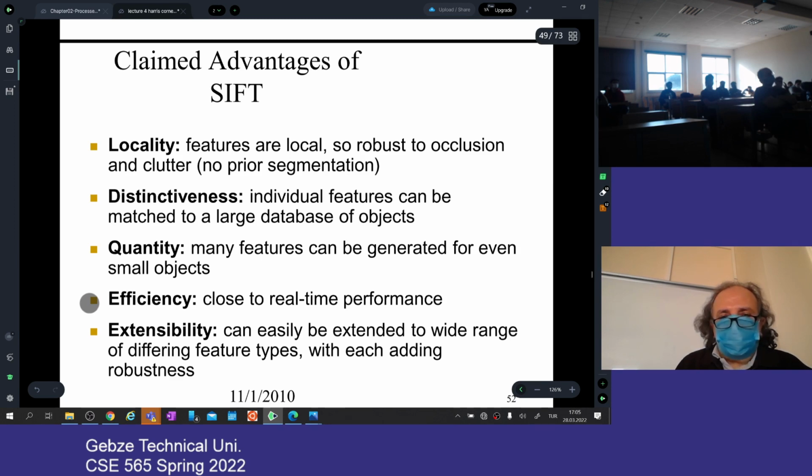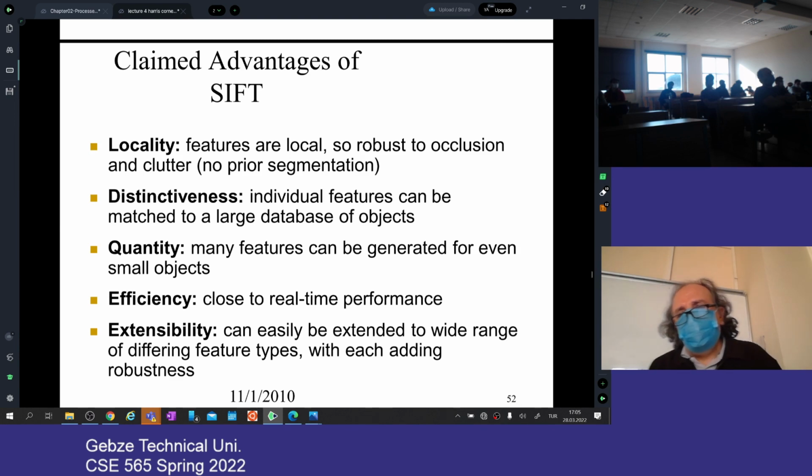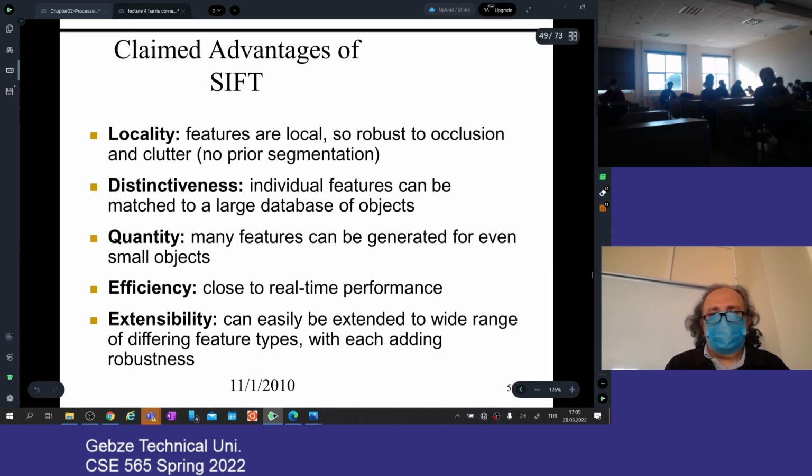You can run it in real time. It will be local. It will be local features. So that means that I am going to look at only a small part of the image, a 10 by 10 or 15 by 15 image, not the whole image. Why is this important? Because sometimes some parts of the image are not visible, so I don't have to see the whole object to recognize it.